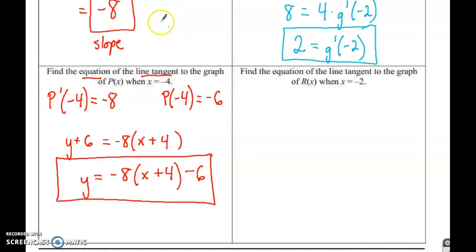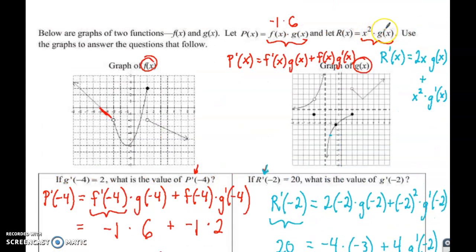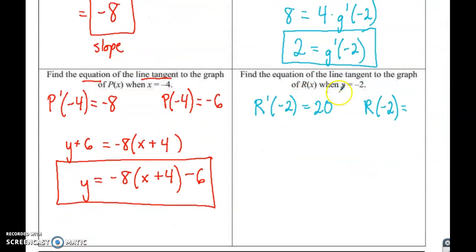All right, and then this one over here, same thing, you need the point and the slope. Well, they already gave you r prime of negative 2 was negative 20, right? No, positive 20. We just don't know what r of negative 2 is. But don't fret, you can just plug in negative 2 for your x's as it's defined up here. So remember, negative 2 squared was 4. And then g of negative 2 we said was negative 3. So it's 4 times negative 3, negative 12.